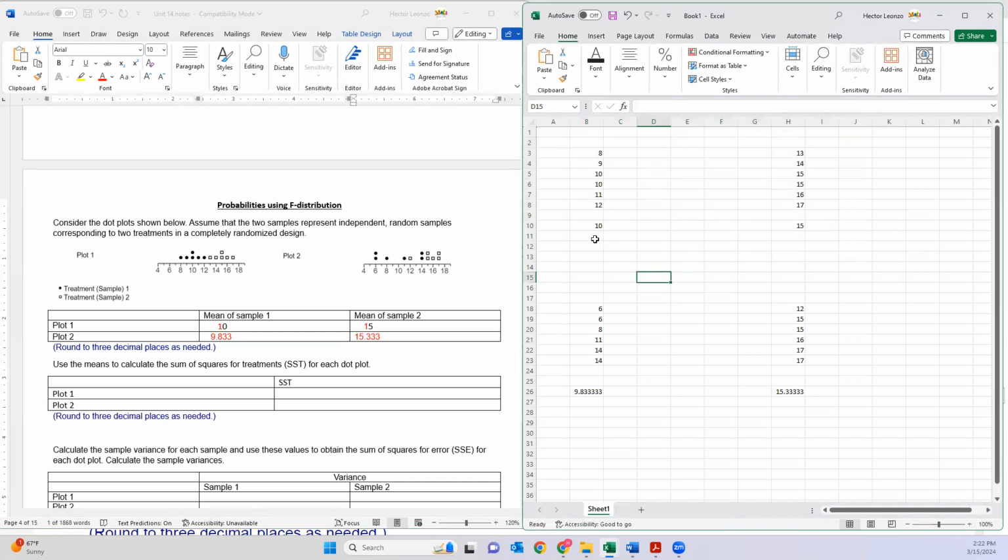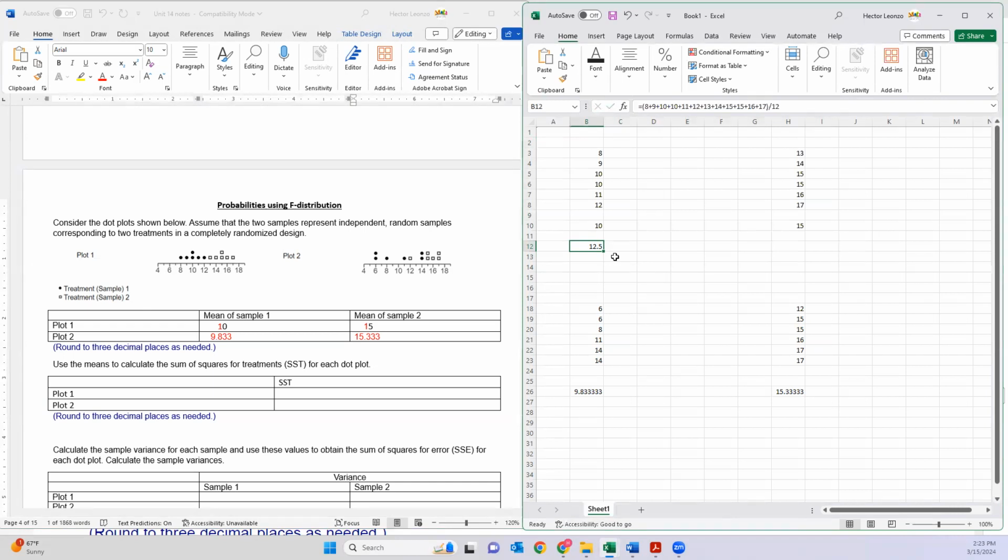Okay, so let me do it here. I want to put some space there. So I'm going to go equals. I'm going to go parentheses. So I have to go 8 plus 9 plus 10 plus 10 plus 11 plus 12 plus 13 plus 14 plus 15 plus 15 plus 16 plus 17. Close my parentheses. So I added all my numbers in plot 1, whether they were sample 1 or sample 2, and I'm going to divide this by 12 because there's 12 numbers. So I'm going to say my average of all of them is 12.5.